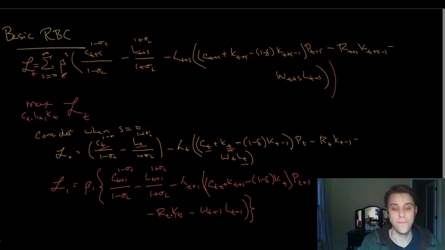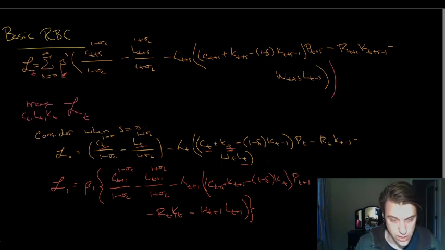Okay, now we ask ourselves, do we need to consider when script L equals 2? So first off, is there anything here except for the kt that we need to worry about? The answer is no, because Ct plus 1 is not the same thing as Ct. When we take the derivative of this with respect to Ct, this term goes to 0. This term goes to 0. This term goes to 0. It's Ct plus 1. So Ct is not relevant at s equals 1.